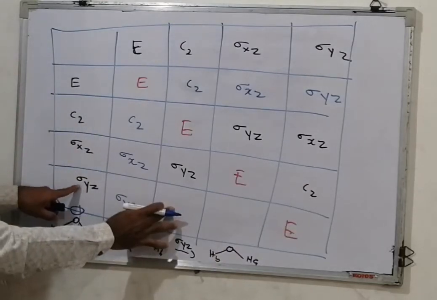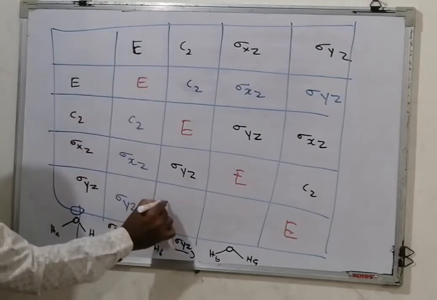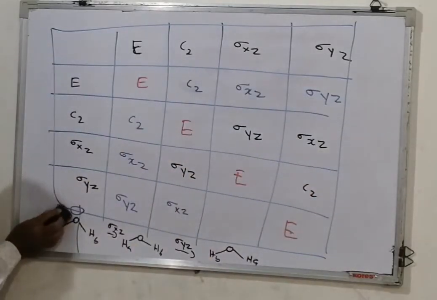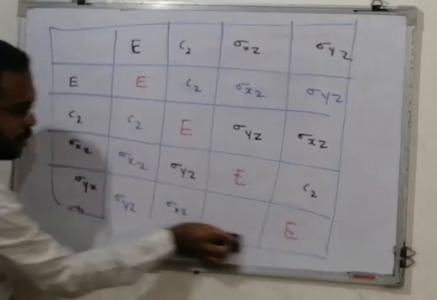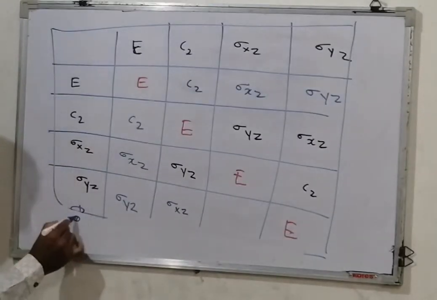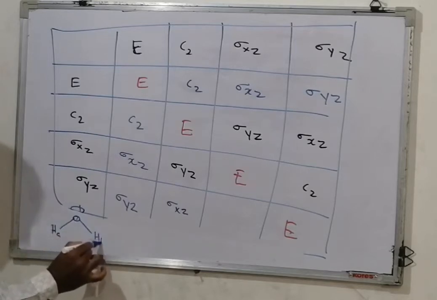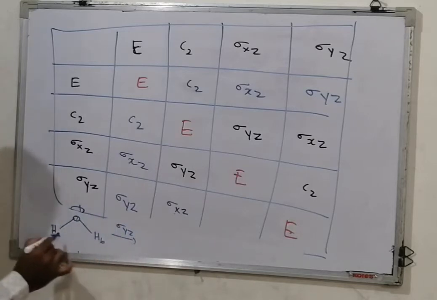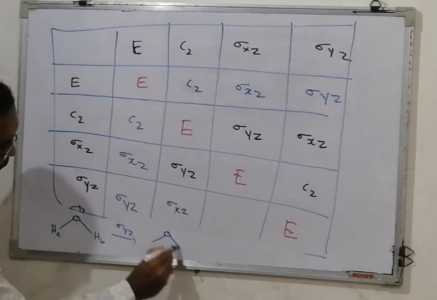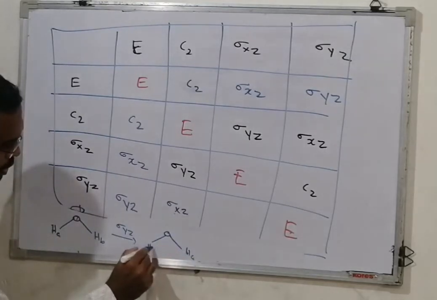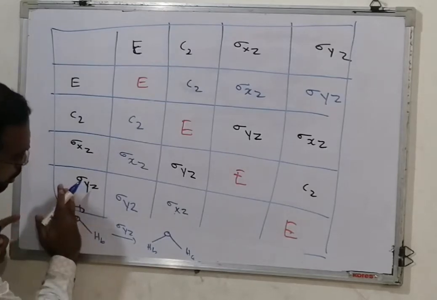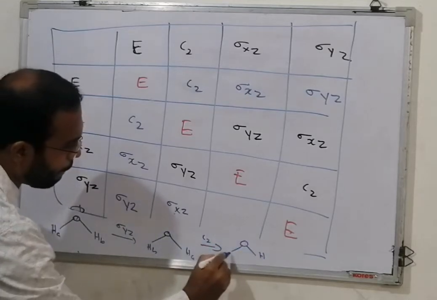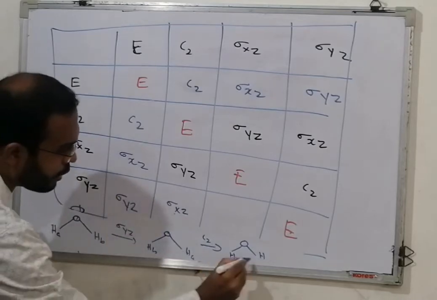Now this column: sigma YZ, C2, sigma YZ, C2, sigma XZ. Sigma YZ into C2. Do you want the explanation? Let us check. Water: this is HA, this is HB. Sigma YZ, what is sigma YZ? Sigma YZ means this plane. You reflect, this will come here, this will come there. Now, C2 means rotate. Therefore, HA, HB.